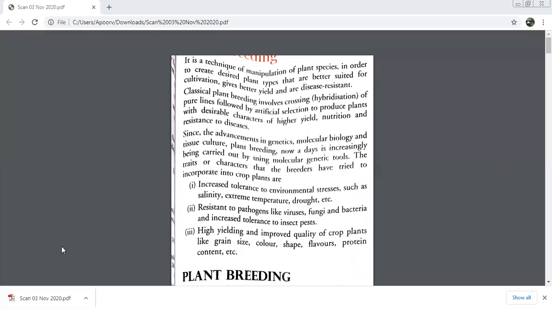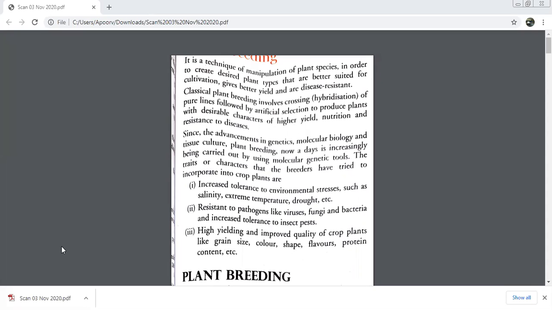We're going to read specifically about breeding, and then very soon we're going to move on to plant breeding. Okay. When we say breeding, what is it? It is a technique of manipulation of plant species. We're going to do some manipulation in the species of the plants so that the crops can be grown in a better variety. And beta, if they are in better variety, obviously their commercial value is going to improve. And when I say better variety, it means disease resistant varieties.